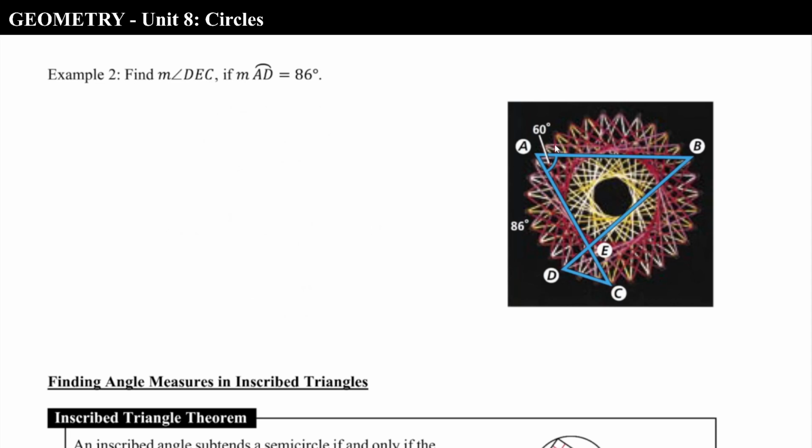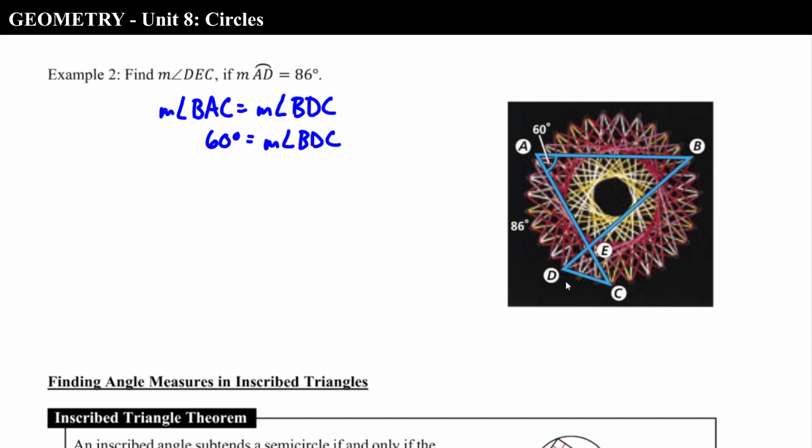We know that the measure of BAC is going to be the same as the measure of BDC because they intercept the same arc, which is BC. So since BAC is 60 degrees, then the measure of BDC also has to be 60 degrees. Okay, so that gives us this angle right here.